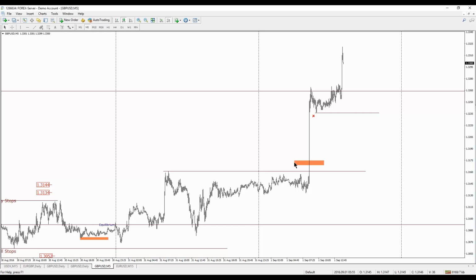Between the beginning of this rectangle here and the end of this rectangle is delineating the ICT kill zone for London, and right in the heart of it, it went right through it, okay, and ran aggressively all the way up to 132.65.